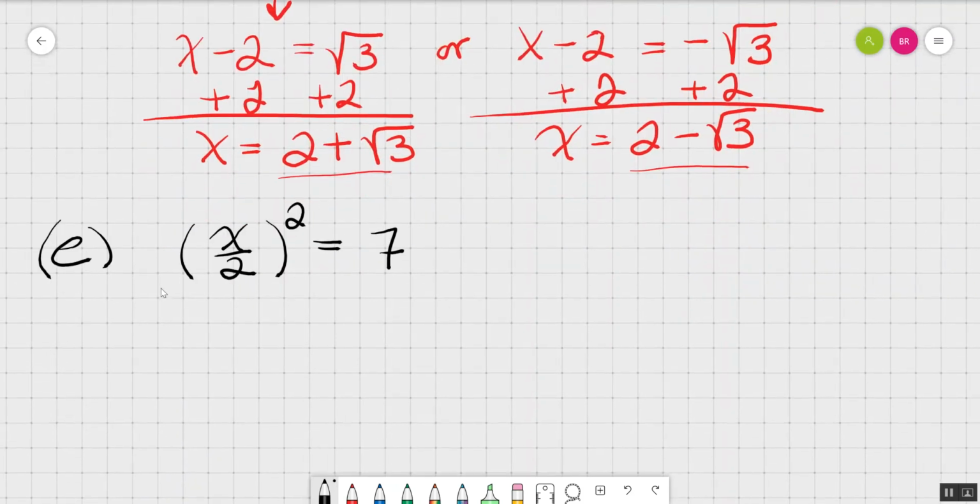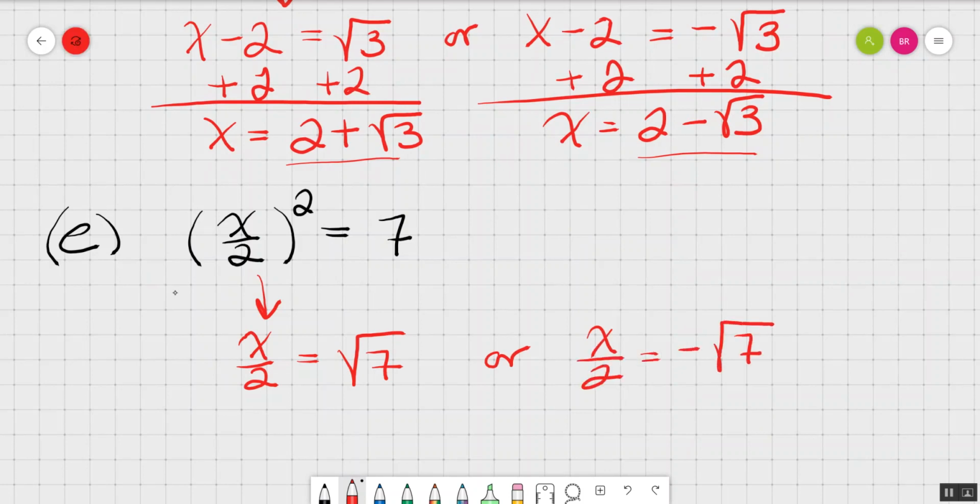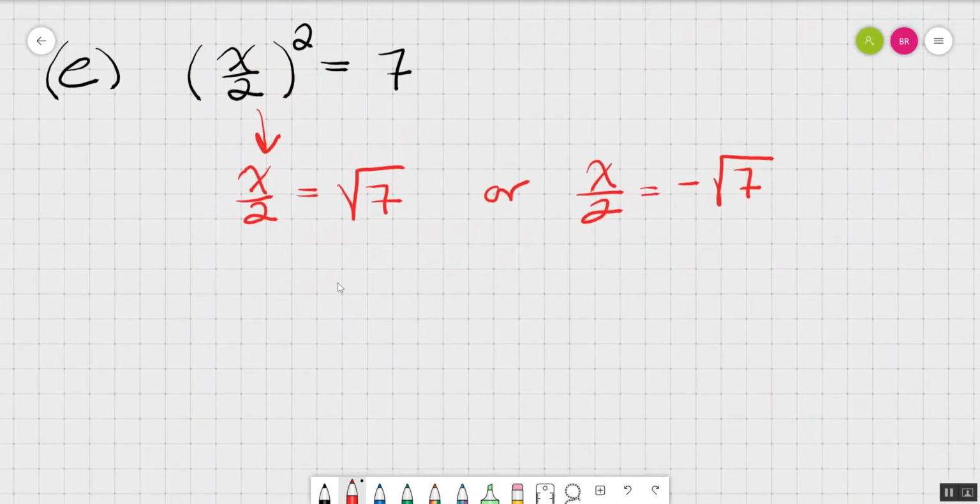So here I've got something more complicated inside the square, but the square is by itself. So I can go ahead and use the square root property to say x over 2 is equal to the positive square root of 7, or x over 2 is equal to the negative square root of 7. Okay, so now at this stage, hopefully you remember your algebra, to undo, I've got x divided by 2, so I'm going to multiply by 2 on both sides.